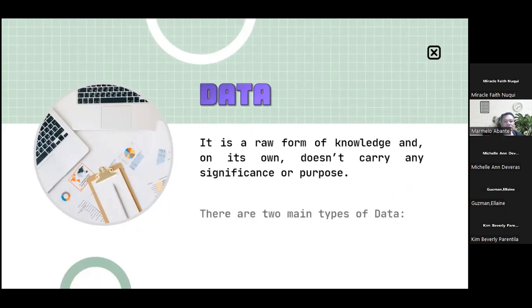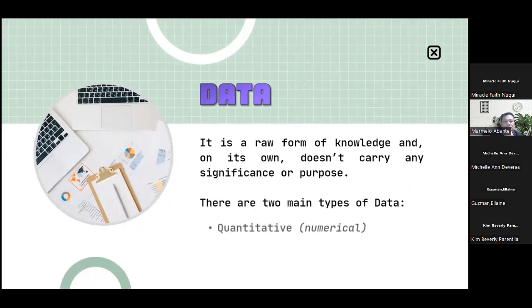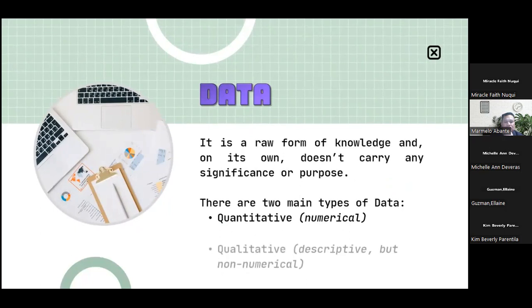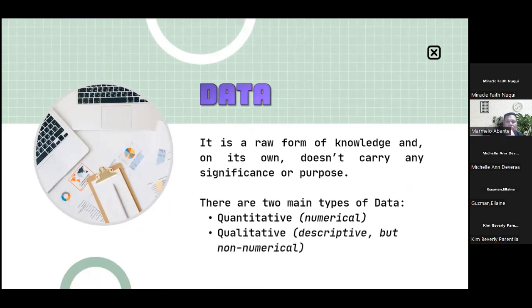There are two main types of data: quantitative data, which is provided in numerical form like the weight, volume, or cost of an item, and qualitative data, which is descriptive but non-numerical like the name, gender, or eye color of a person.